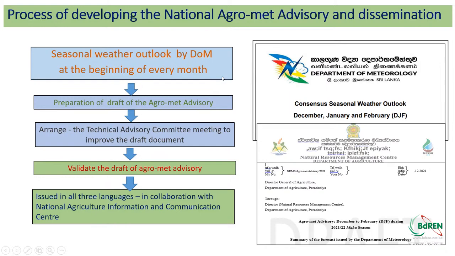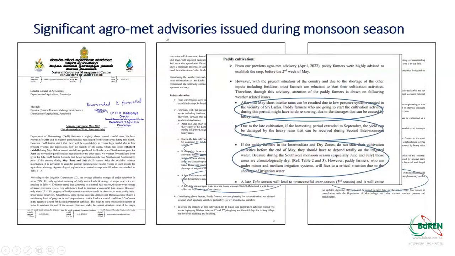When we issue the seasonal forecast at the beginning of the month, the Agriculture Department drafts the agromet advisory. Then at the meeting, we discuss it deeply with the other institutions and finalize the advisory, and it is issued in 3 languages in collaboration with the National Agriculture Information and Communication Center. They communicate it, this center. This is the agromet advisory, that's the format of that agromet advisory.